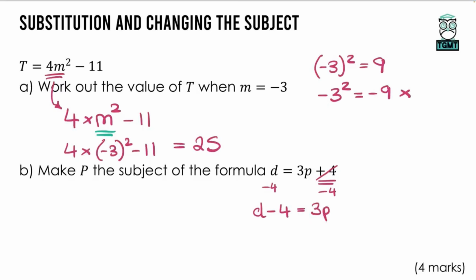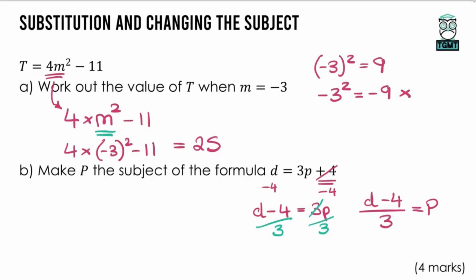To get rid of that 3, we have to divide by 3, and when we divide by 3, it creates a fraction on the left, it gets rid of the 3 on the right, and we just end up with d minus 4 divided by 3, and that is now equal to p. P is now on its own.